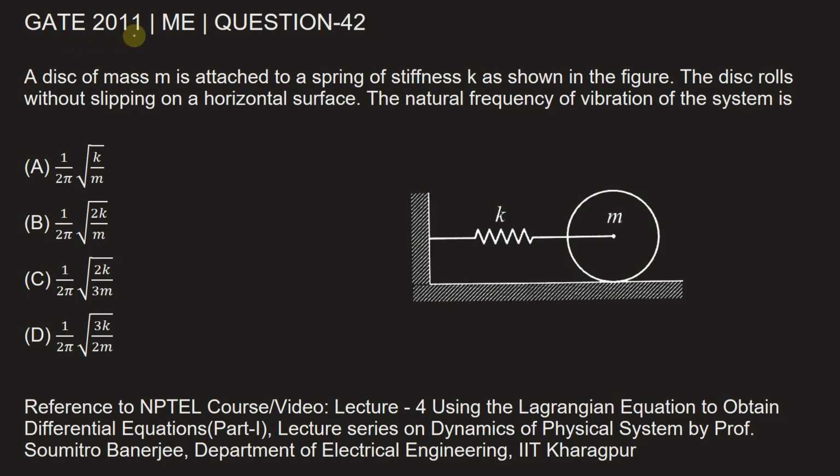This question is from GATE 2011 Mechanical Engineering paper, question number 42. A disc of mass m is attached to a spring of stiffness k as shown in the figure. The disc rolls without slipping on a horizontal surface. The natural frequency of the vibration of the system is.